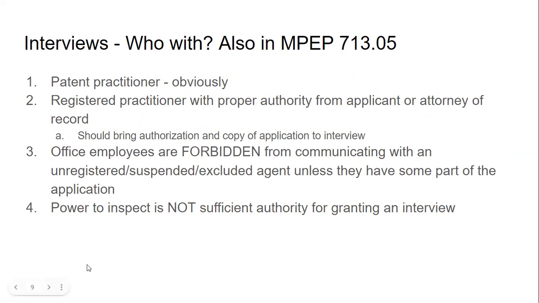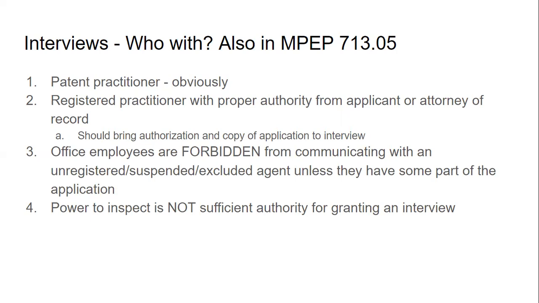So the patent practitioner, that's an obvious one. That's who the interviews are typically with, the one who is listed in the case who has the power of attorney. The next person that can do it would be a registered practitioner who has proper authority from the applicant or the attorney of record.